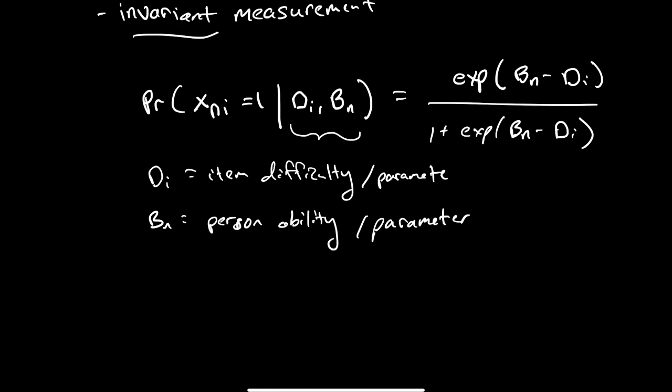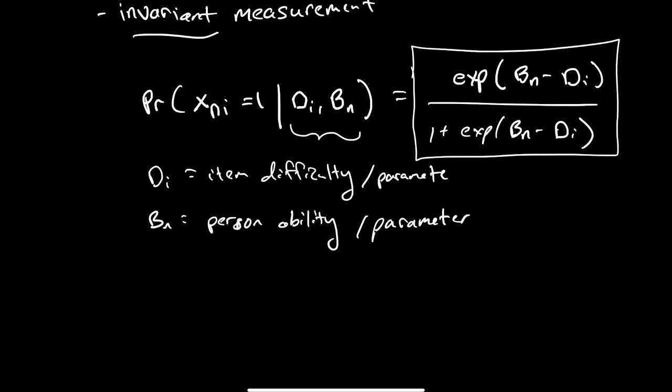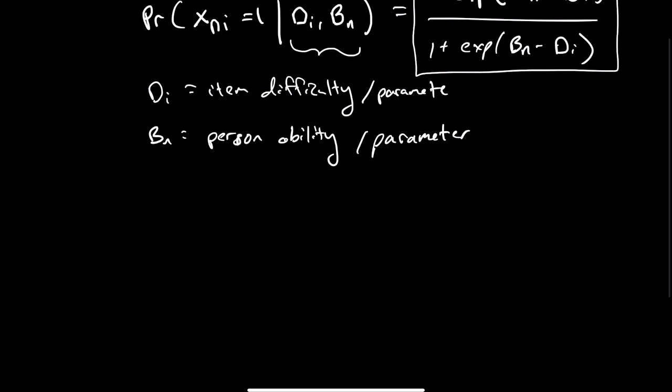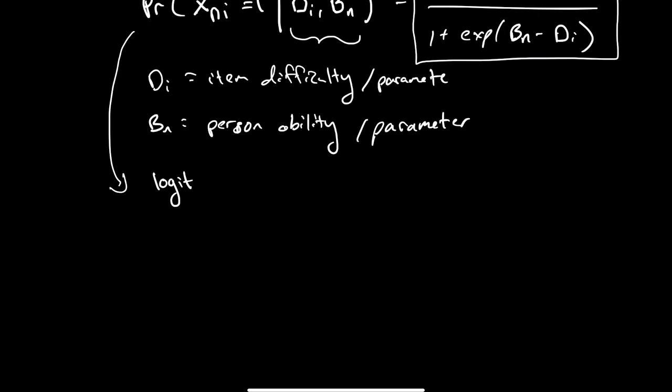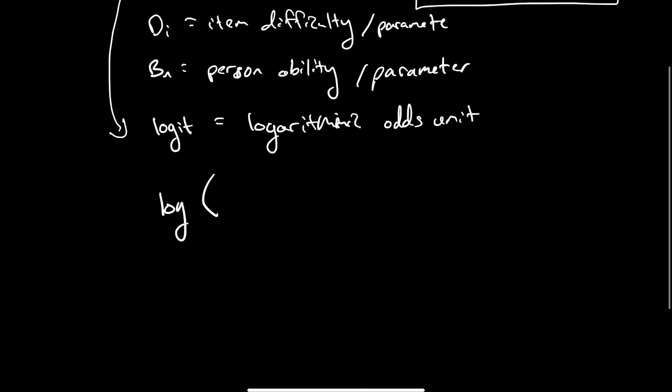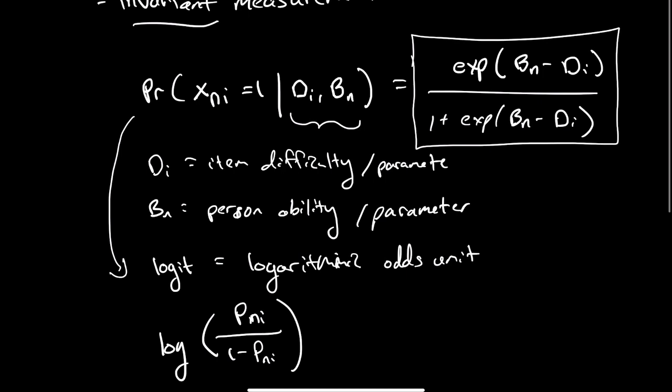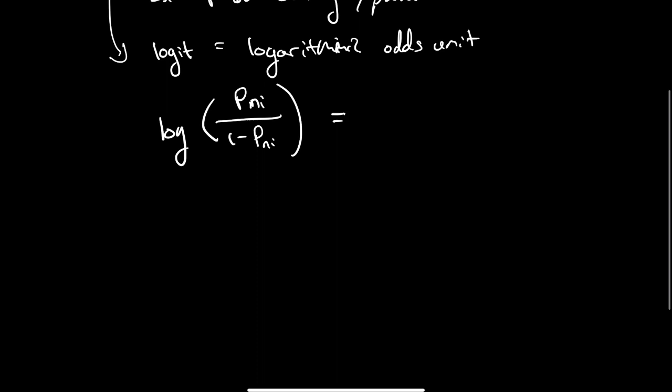And because this is one of the simplest logistic models, it allows for a lot of straightforward manipulation of that probability. And one of the things that makes the Rasch model so appealing is that this probability, when we transform it onto the logit scale, which is the logarithmic odds unit, or the log of the probability over 1 minus the probability, where P_ni is just a shorthand for this probability up here, is just equal to b_n minus d_i.